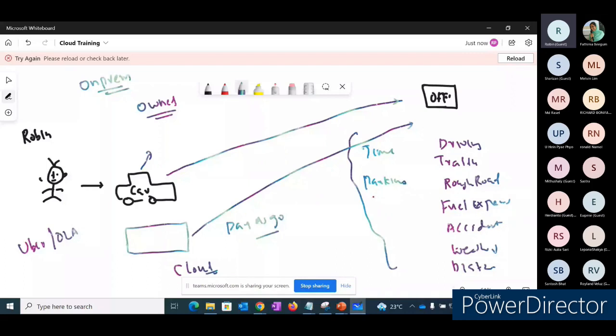At the end of your journey or your travel, you are paying as per the bill, right? If you booked for a 2 hour travel, you are paying based on the bill or the consumption, right?